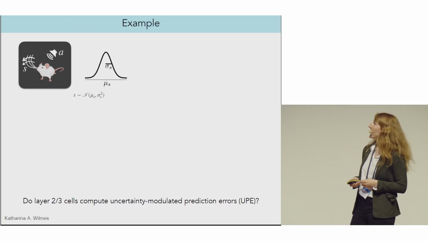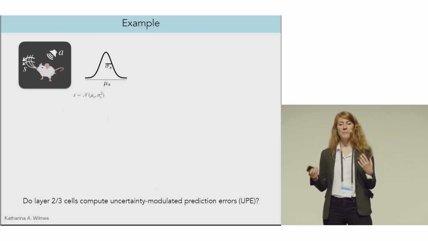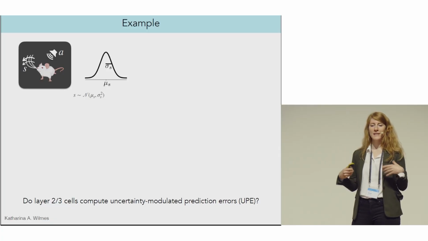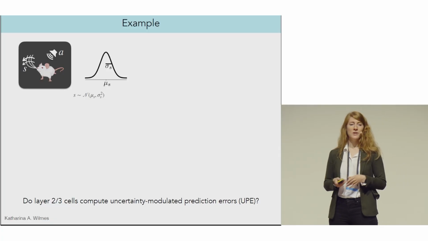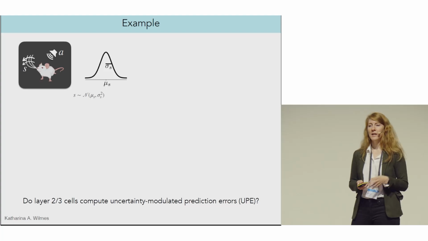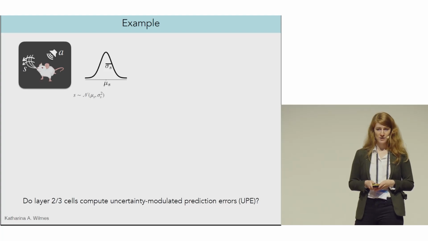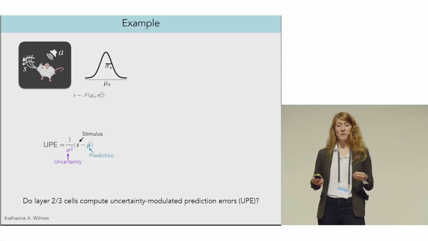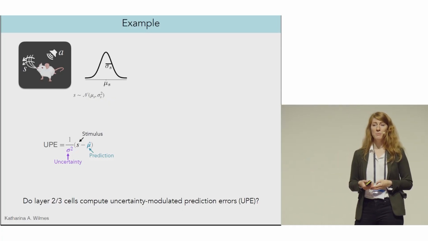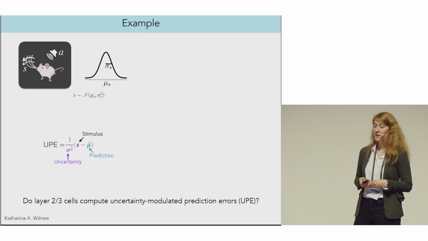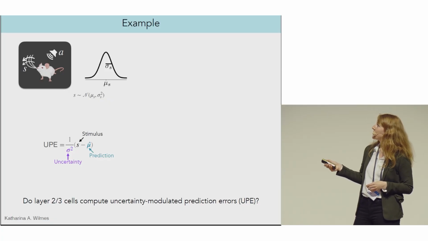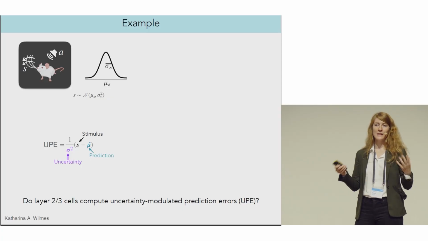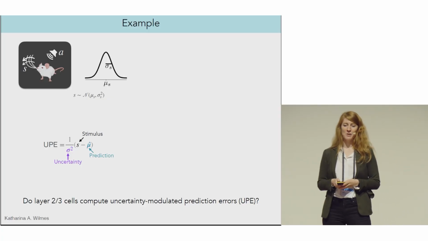So to formalize the task of the mouse, let's assume the mouse has to predict the whisker stimulus intensity based on a sound, and to introduce uncertainty, we sample the whisker stimulus intensities from a Gaussian distribution. Now, this gives us the uncertainty modulated prediction error, which tells us how to update the mean prediction with each sample or stimulus that we observe. And this is the difference between the stimulus and the current prediction, and also modulated by the inverse of the uncertainty. So again, the uncertainty modulated prediction error.